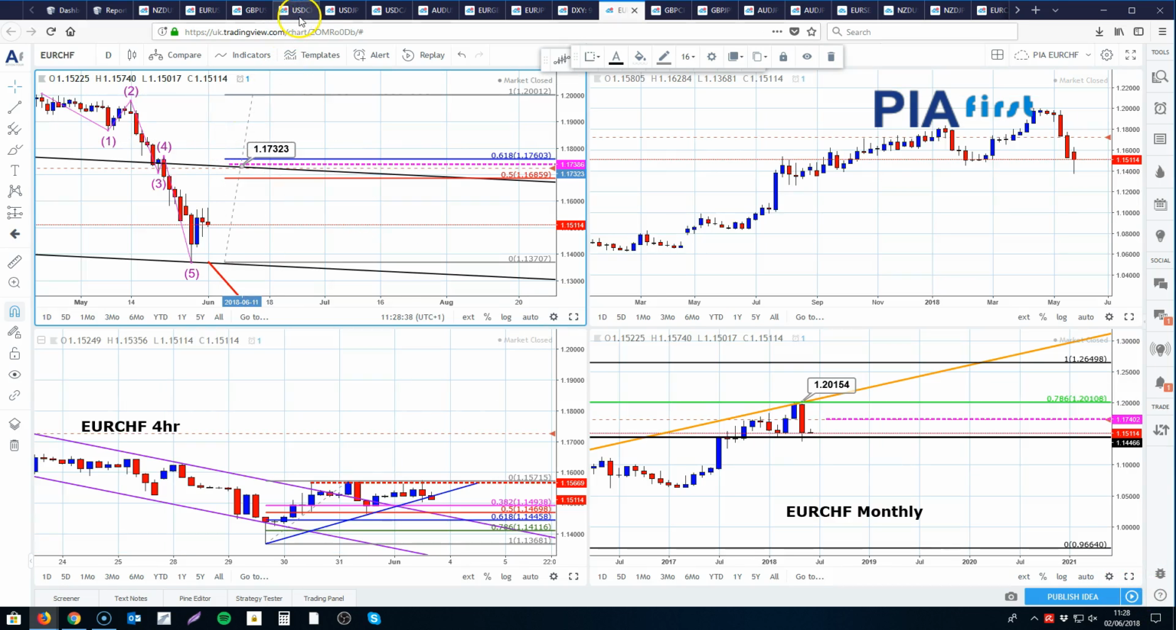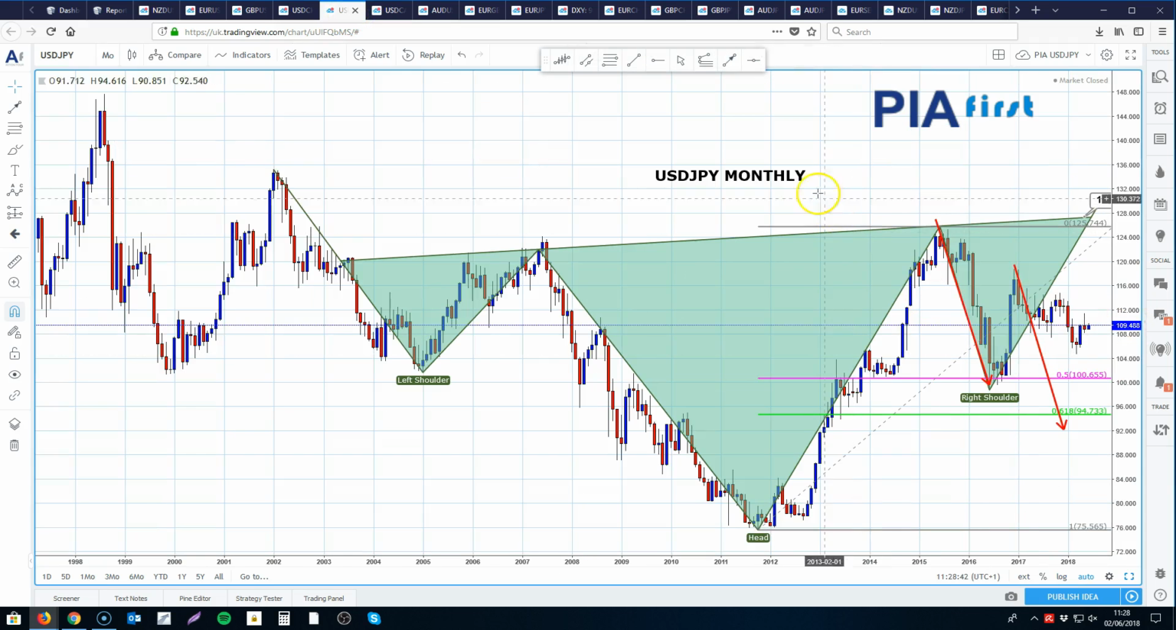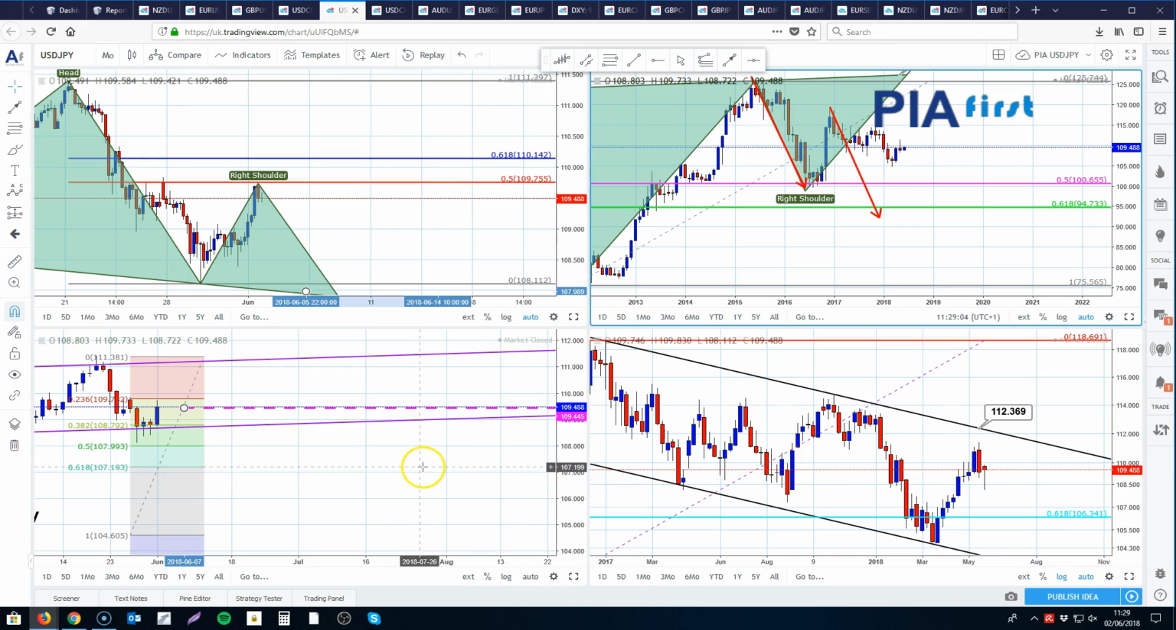So moving on, dollar yen. The monthly chart is pretty mixed. We've got the potential head and shoulders formation, so left shoulder, head, right shoulder. Needs to see a break of 127.42 to confirm. Mixed volatile trading to the downside. Again, not a great deal we can take away from this time frame at the moment.